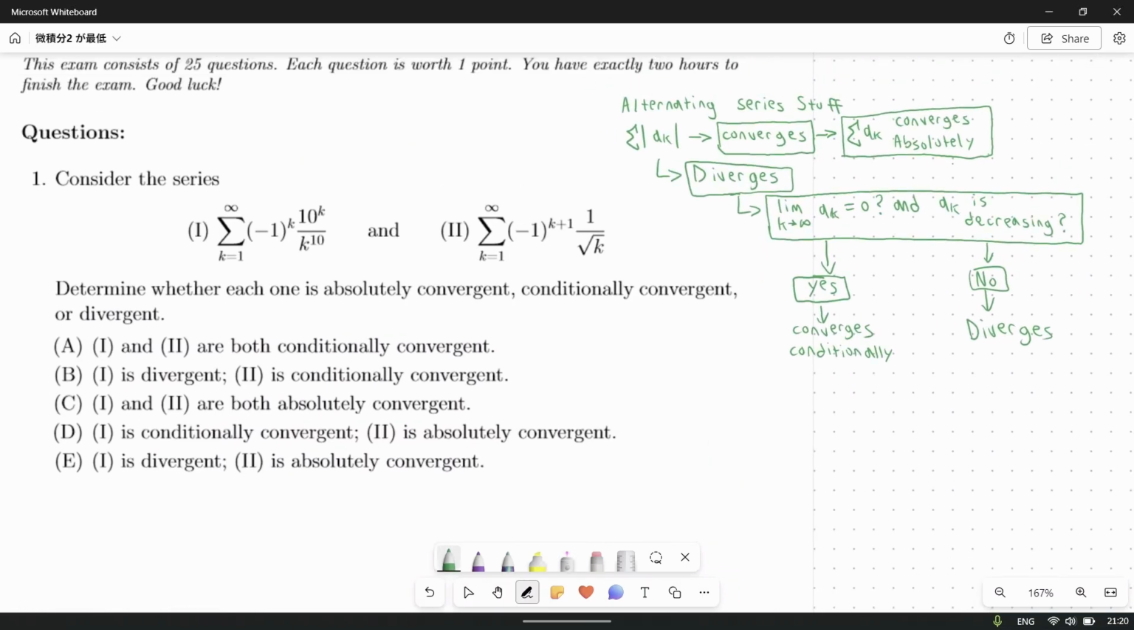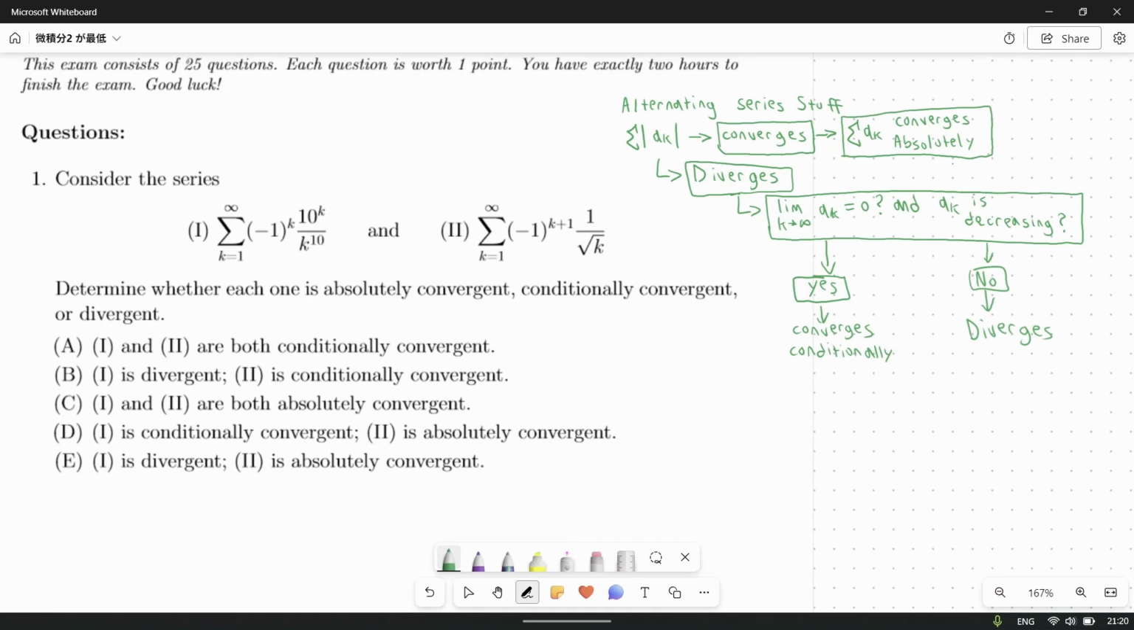Starting with the first series, we have 10 to the k over k plus 10. When you're handling an alternating series, don't include the negative 1 to the k term in your evaluation. That's just there to let you know that it's an alternating series, but you don't need to include it in your computations when you're doing series tests and so on. Also, since we're taking an absolute value, it's going to cancel out the negative 1 anyway.